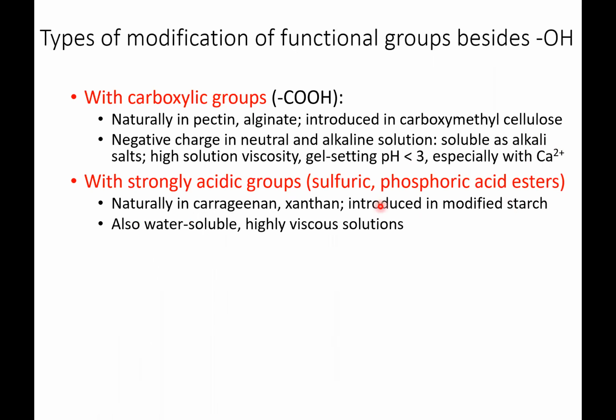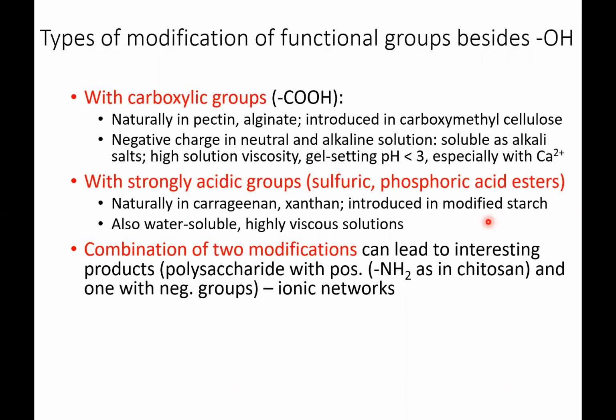We can use stronger acidic groups, sulfuric acid esters or phosphoric acid esters. Naturally in carrageenan, in xanthan, they can be introduced into starch, more common than cellulose, and you get water-soluble, highly viscous solutions. You can have combinations of the two. You can also have a combination with a positive charge.